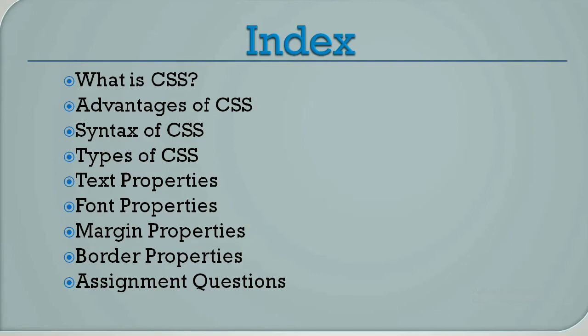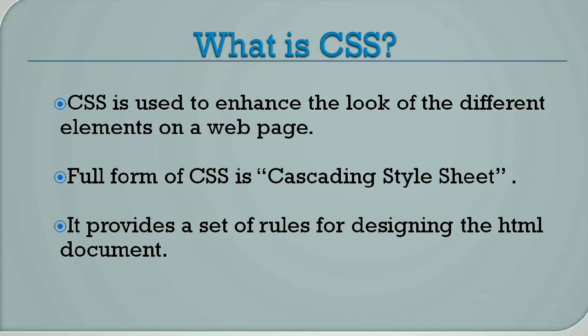Let us start with our first heading, that is what is CSS. Basically CSS stands for the cascading style sheet. This is used for styling your web pages in your HTML code. CSS is used to enhance the look of the different elements on a web page. It provides a set of rules for designing the HTML document.